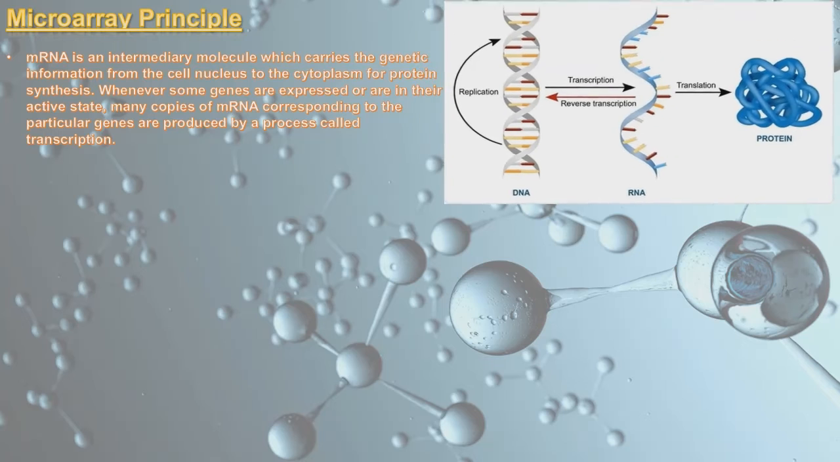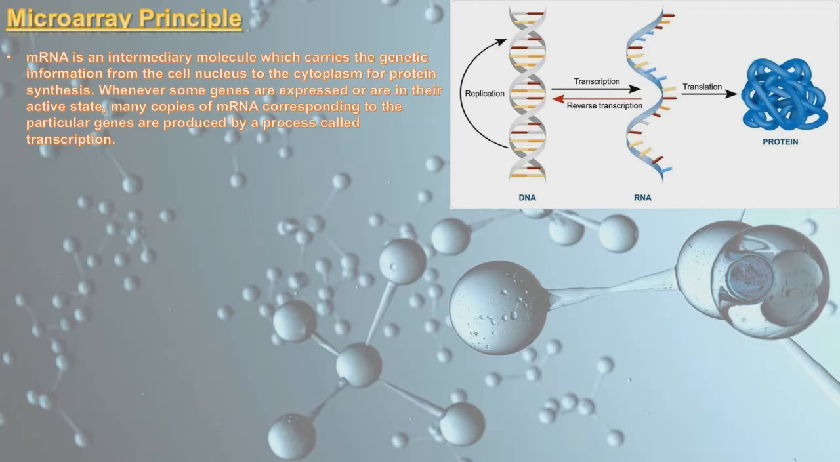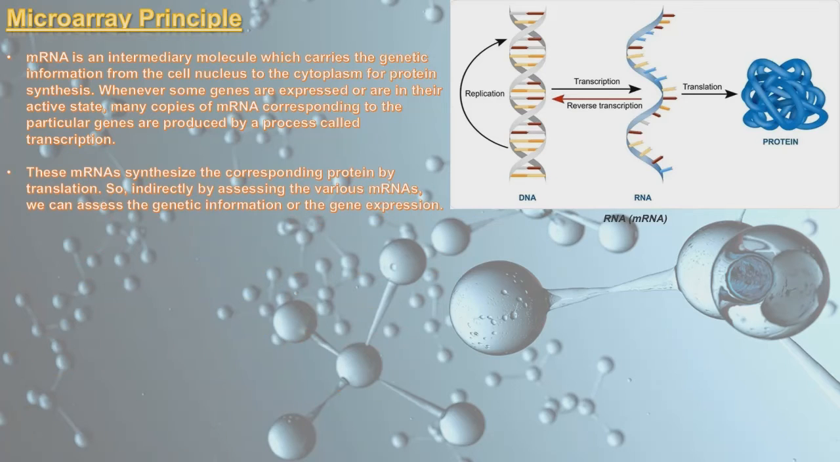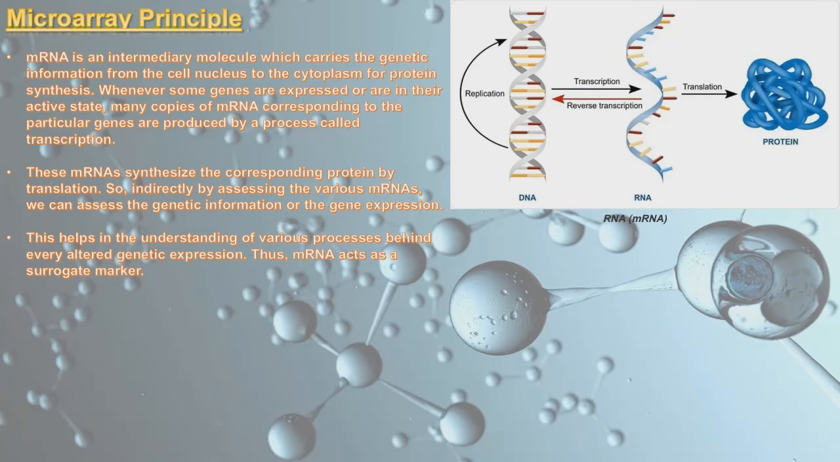Now let's see the principles of microarray. mRNA is an intermediary molecule which carries the genetic information from the cell nucleus to the cytoplasm for protein synthesis. Whenever some genes are expressed, or are in their active state, many copies of mRNA corresponding to the particular genes are produced by a process called transcription. These mRNAs synthesize corresponding protein by translation. So indirectly, by assessing various mRNAs, we can access the genetic information or gene expression. This helps in the understanding of various processes behind every altered genetic expression. Thus, mRNA acts as a surrogate marker.